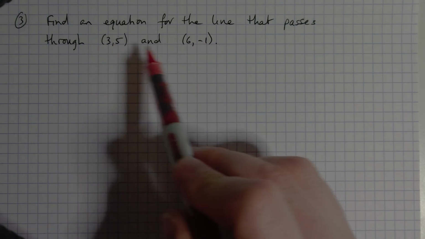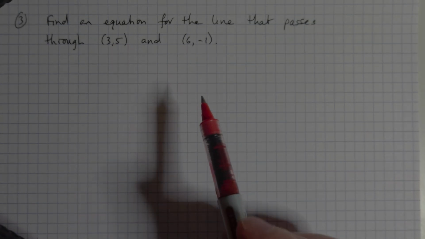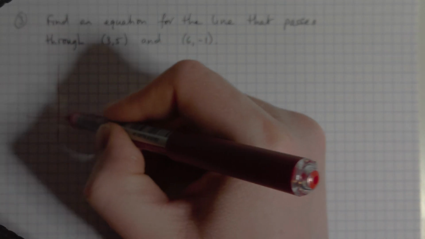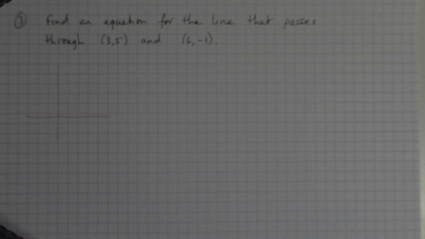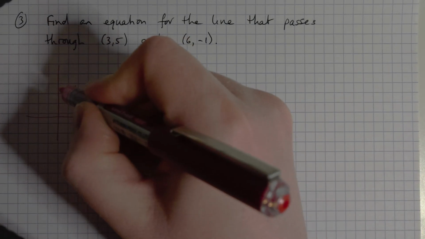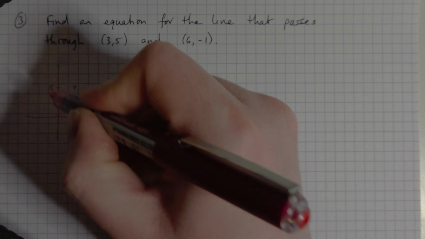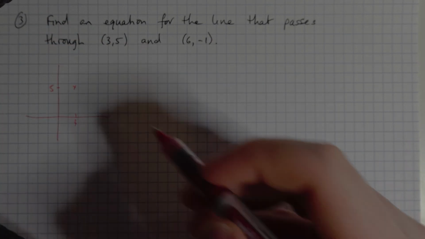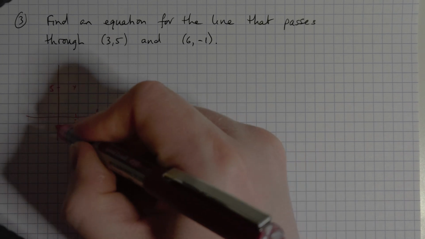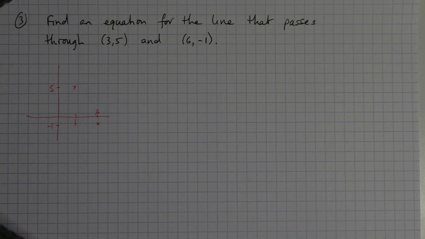One way of doing it is to work out the gradient first. We can do that by way of a sketch. So this is roughly what the situation looks like. So (3, 5), I might say is the point here. (3, 5) is the point here. (6, -1), let's say, is here. This is (6, -1). To work out gradient, that's change in y over change in x.